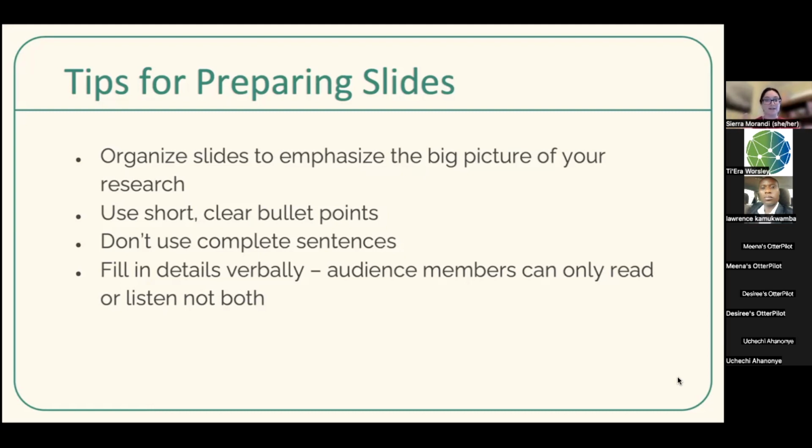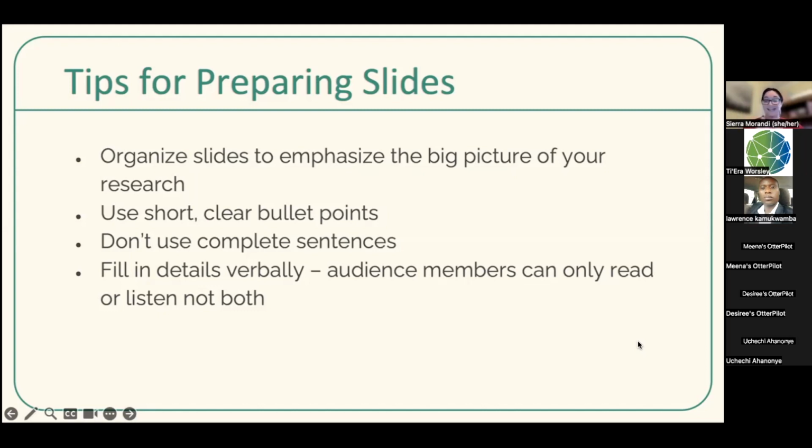We want to use short and clear bullet points. There's a rule of thumb of no more than 3 to 4 bullet points, again 6 to 8 words each, because sometimes it gets overwhelming. And you don't want to use complete sentences, which seems funky, but complete sentences are going to be more than 6 to 8 words. That can lead to really text-heavy slides that we're then reading, and we want to fill in the details verbally.